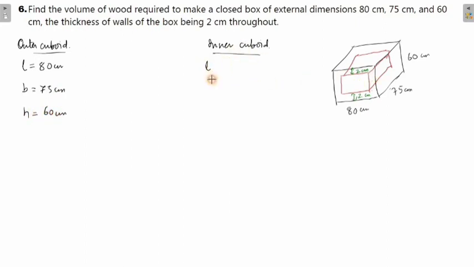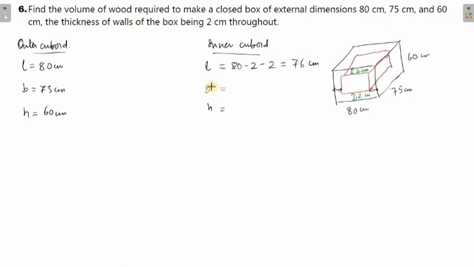Now for the inner cuboid, let's find the length, breadth and height. Let's talk about length. From here to here is 80. So from 80 we will remove this thickness and we will remove this thickness. We have got two walls, isn't it? If you remove this thickness, you will get the length of the inner cuboid. So outside we have 80, and from 80 we have to remove this thickness, which is 2 centimeter, and this thickness, which is 2 centimeter. So when you subtract, how much do you get? 80 minus 2 is 78, 78 minus 2 is 76 centimeter.